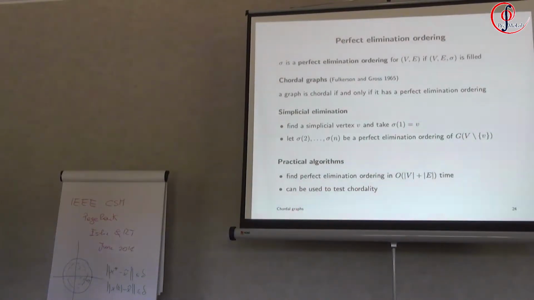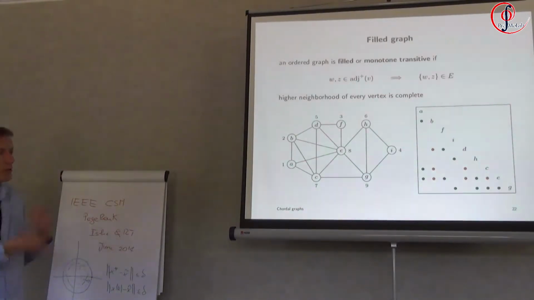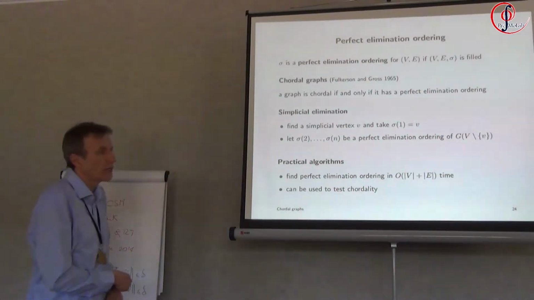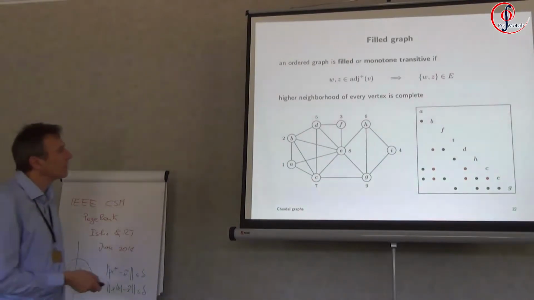And then the connection with chordal graphs is that, so this filled graph, as defined like this for an ordered, undirected graph. If that's the case, then you say sigma of the ordering is a perfect elimination ordering for the undirected graph, VE. And then chordal graphs are exactly the graphs for which there exists a perfect elimination ordering. And that's a theorem from 65. So a graph is chordal if and only if there exists an ordering sigma for which the ordered undirected graph is monotone transitive.